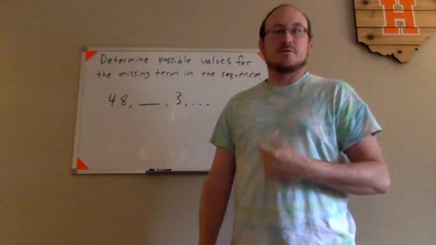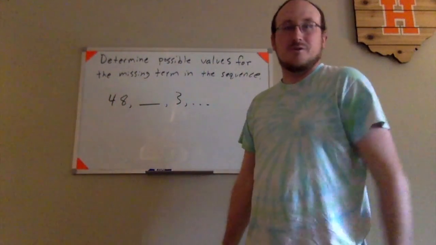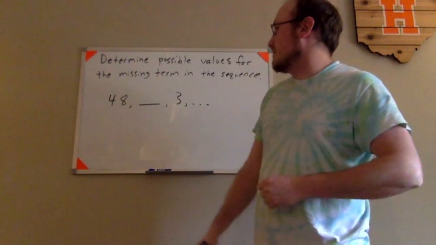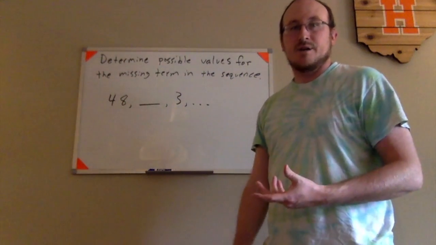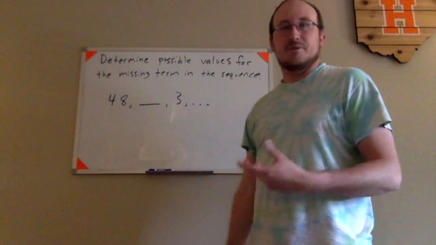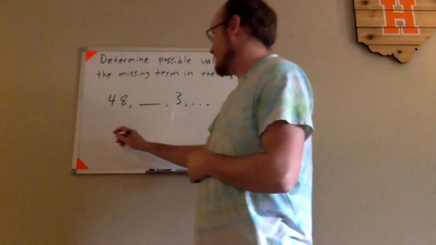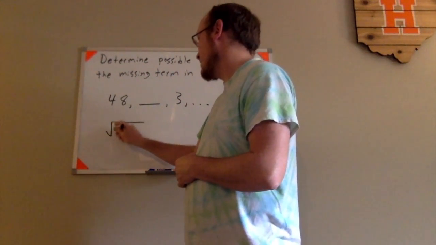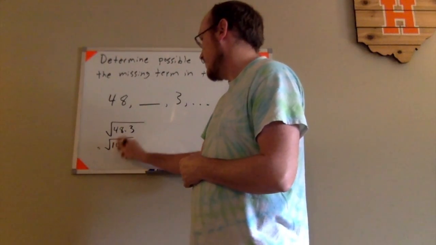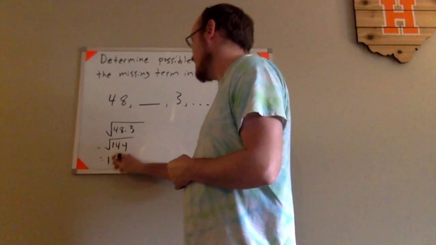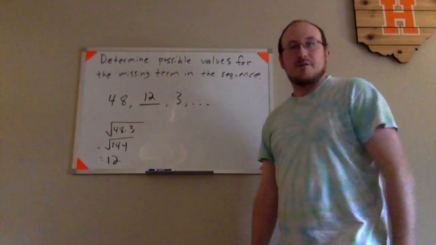Let's take a look at how we can use this concept of geometric mean to determine possible values for a missing term in a geometric sequence. So here I have 48, then I have a missing term, and then I have 3. One possibility for the missing term in the middle of these would just simply be their geometric mean. So I could find the geometric mean by just taking the square root of the product, which would be the square root of 144, which would be 12. So 12 is one possible option for that missing value.